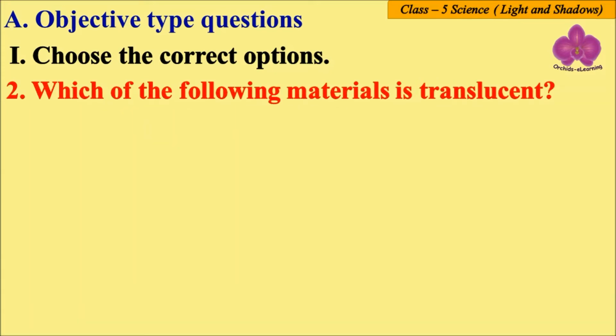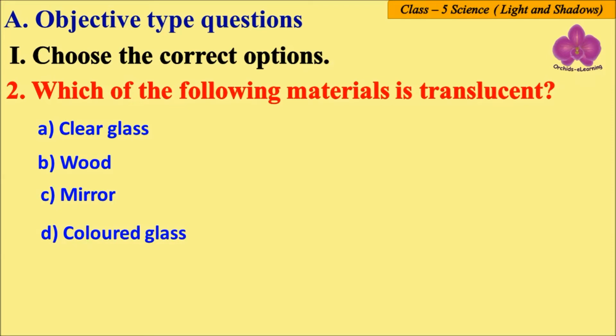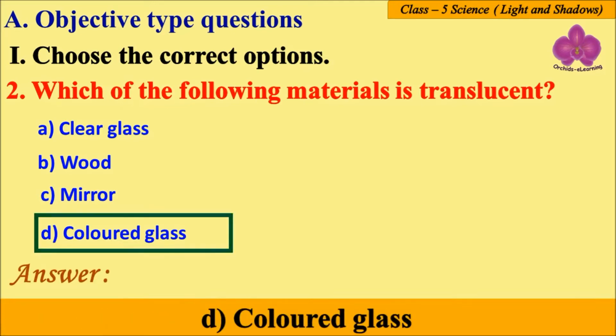Next, which of the following materials is translucent? Option A, clear glass. B, wood. C, mirror. And D, colored glass. Think about your answer. Which material is translucent? And the answer is D, colored glass.